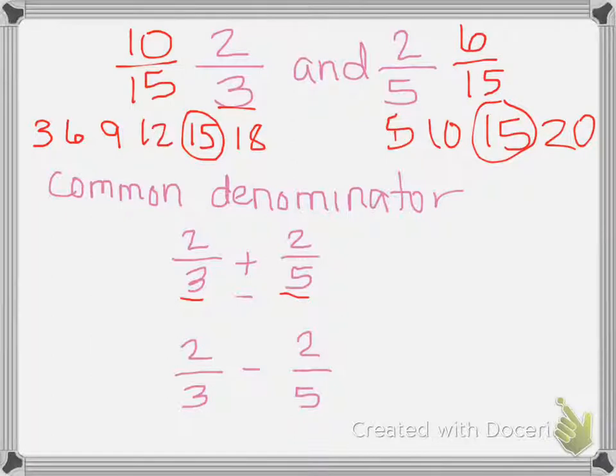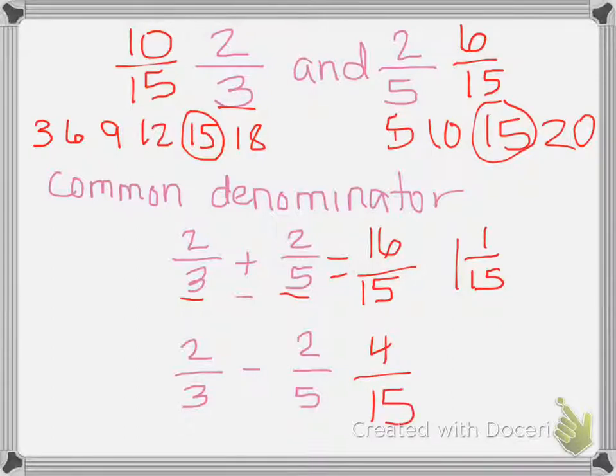So then it wants us to add 2/3 plus 2/5, or 10/15 plus 6/15. If we add those, it's 16/15, or 1 and 1/15. If we subtract them, 2/3 minus 2/5, or 10/15 minus 6/15, we get 4/15.